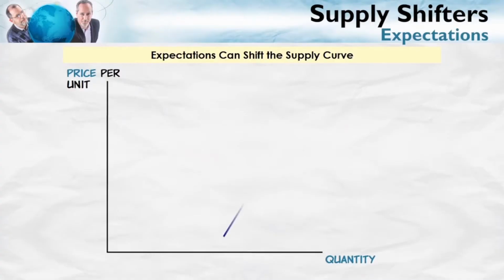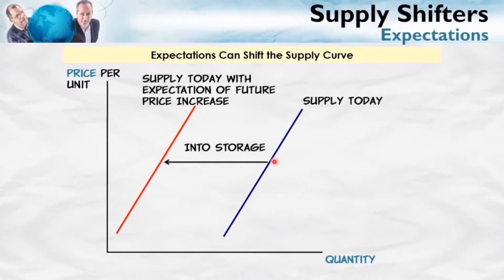This will become more important when we come back later and talk about speculation. But let's see how this works with the diagram. Here's the supply curve currently. Now firms come to believe that prices are going to be higher in the future. So what do they do? They take some of their current supply and they put that supply into storage. They remove it from the current market. Since that quantity is no longer being supplied on today's market, today's supply curve decreases.